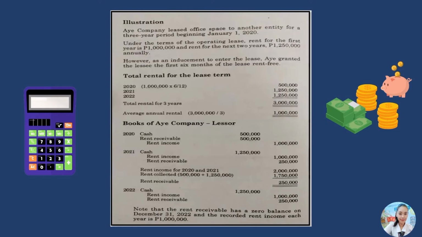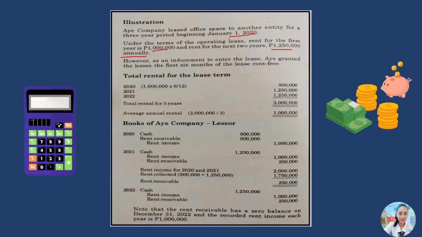A company leased an office space to another entity for a 3-year period beginning January 1, 2020. Under the terms of the operating lease, rent for the first year is 1 million and rent for the next 2 years would be 1,250,000 annually. So this is what we earlier called the escalation clause.